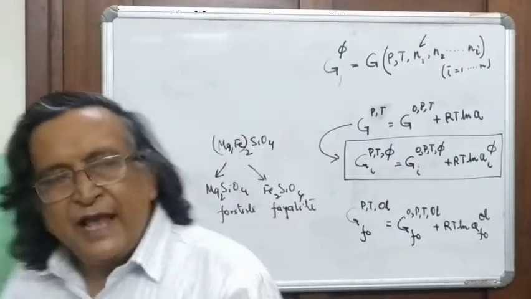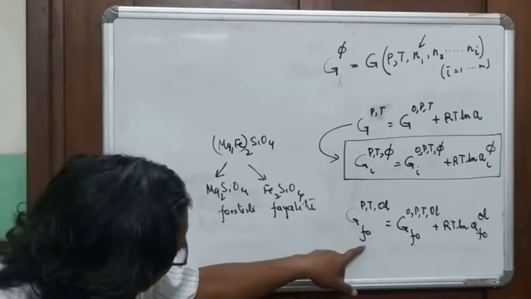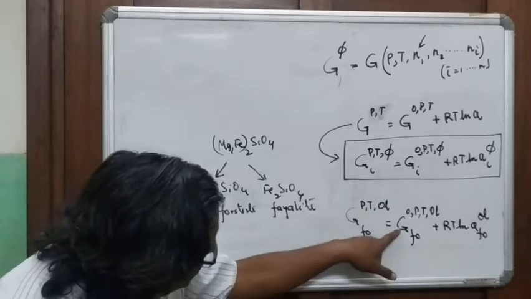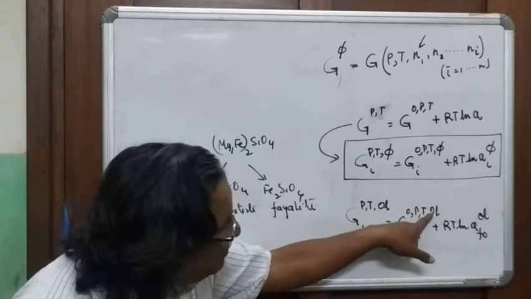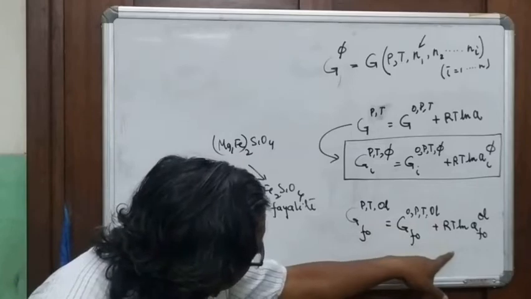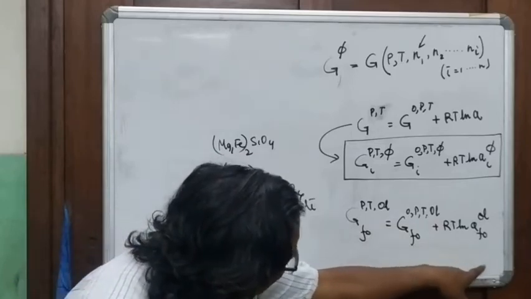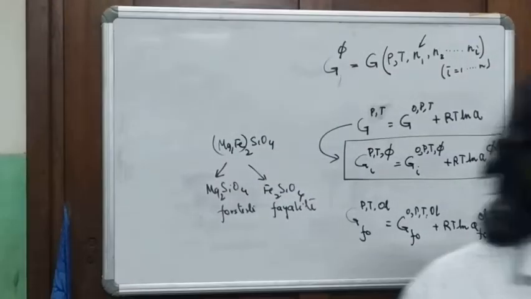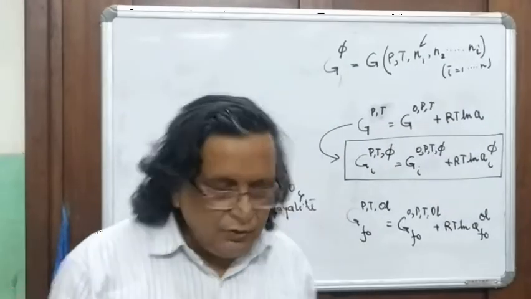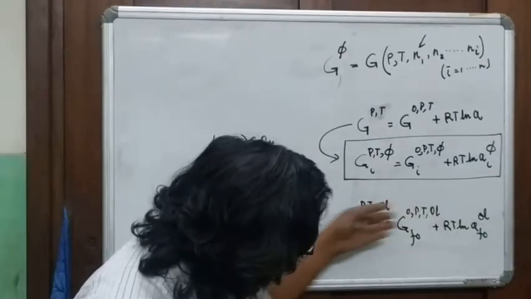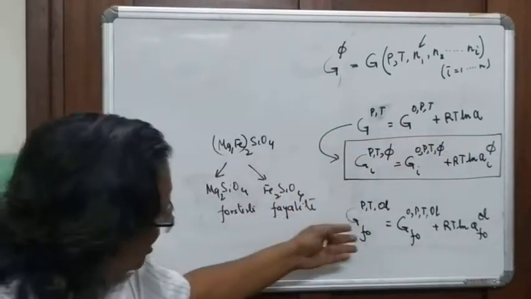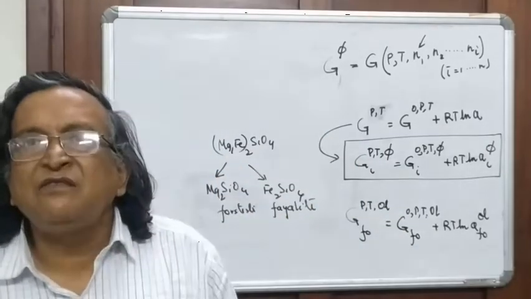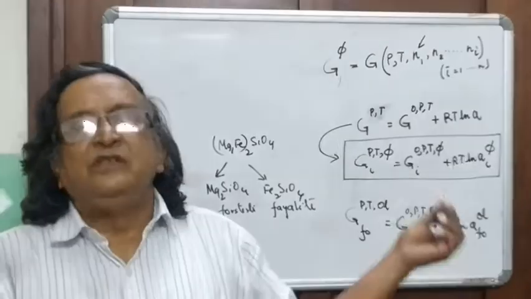Have you understood? I could have written a similar equation for G fayalite, which is equal to G fayalite 0, PT, olivine, plus RT ln activity of fayalite in olivine. I could have written both. But I chose to write this expression just to give you an idea of what you should write. Here, when I write, I do not know what phase, what component, what nonsense.